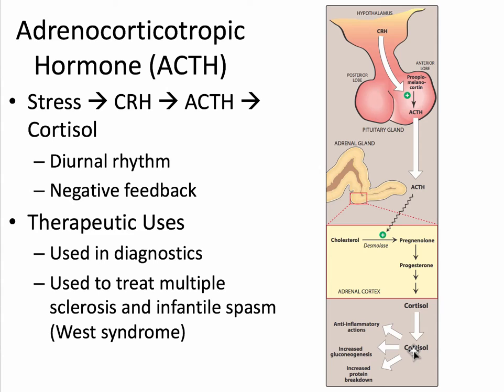We also use it to treat multiple sclerosis because if we can increase cortisol, that acts as an immunosuppressant on the immune system. And then infantile spasm or West syndrome, what we think is going on there is that's a severe type of epilepsy. And we think ACTH might mediate potentiation of nerve growth promoting activity.